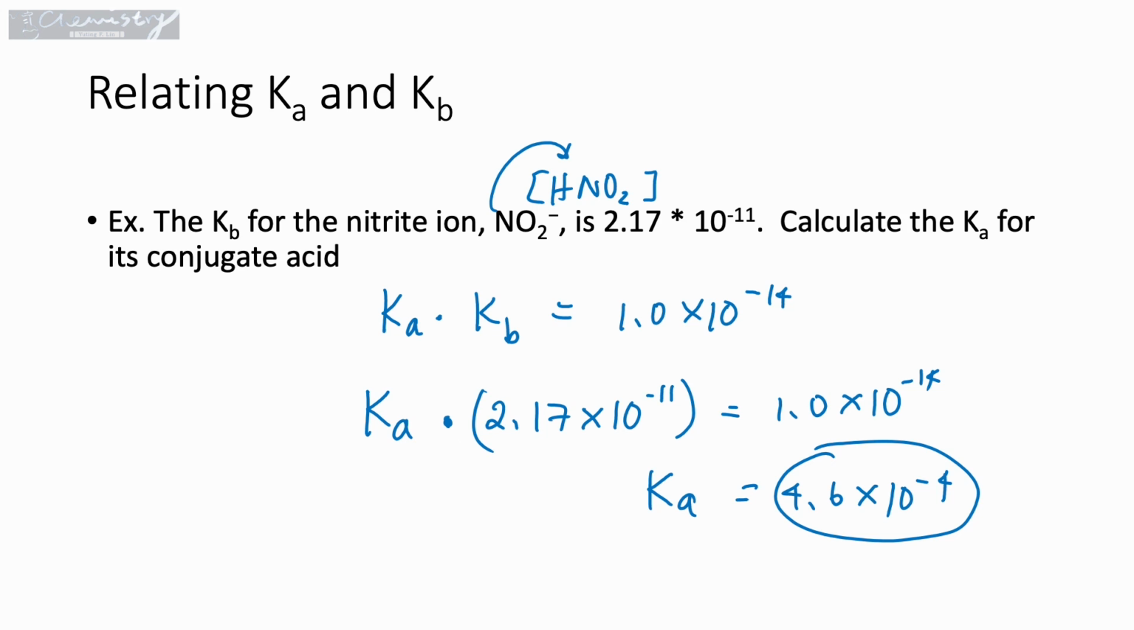So again, the idea is pretty simple as long as you can relate the Ka and Kb of a conjugate acid-base pair.